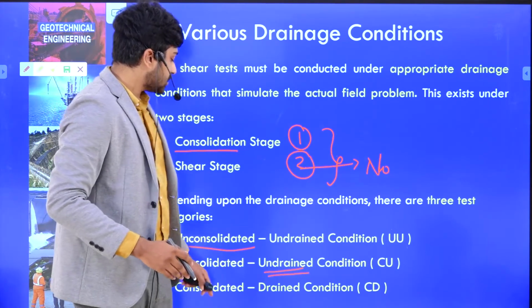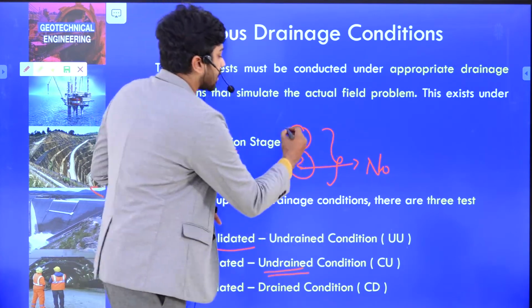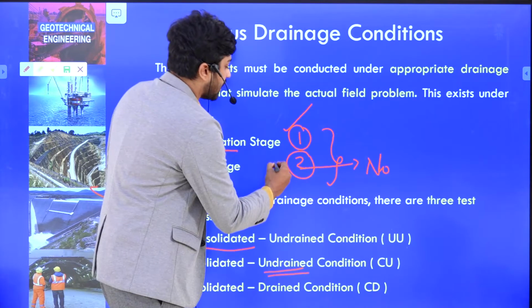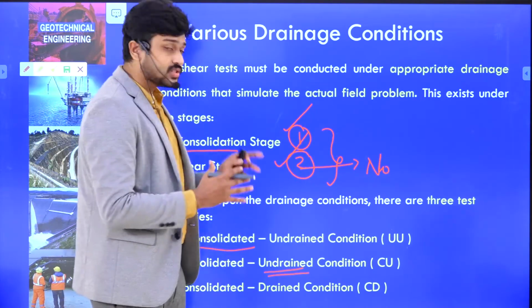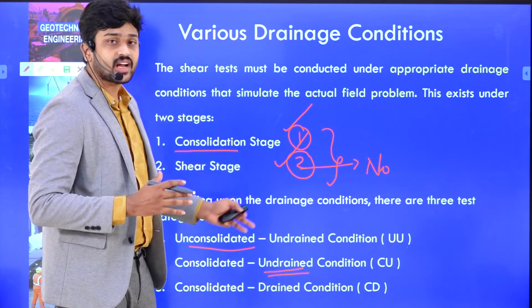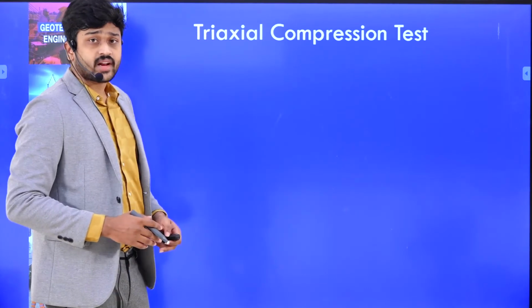Finally, if you look at the consolidated drained condition, that means in both these cases consolidation is taking place as well as drainage is allowed. So this you need to keep in mind, the difference between the three conditions that we apply. Now coming to the triaxial compression test.